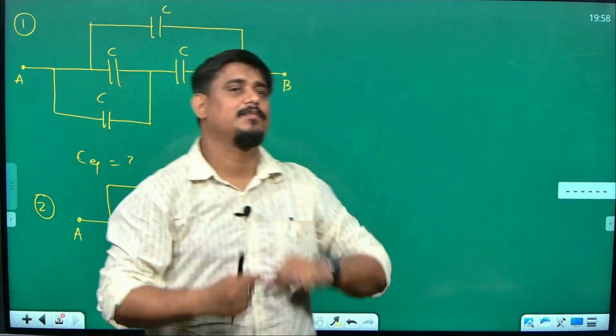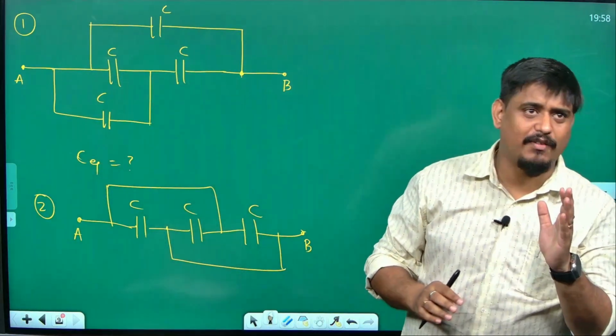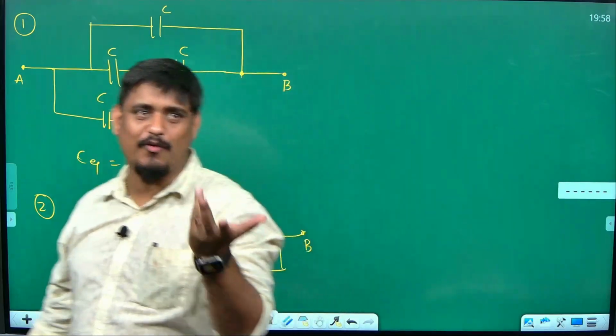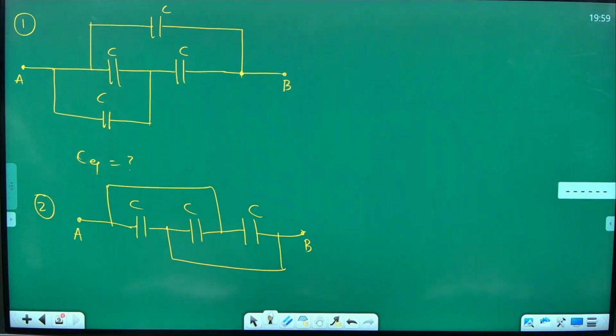Let me check. First thing, Saravanan, don't turn off your camera always, please. Nitish Raghav, camera should be on.